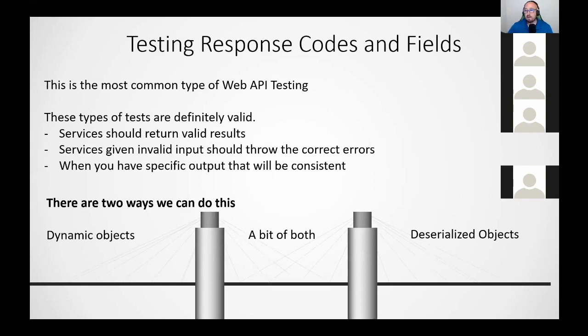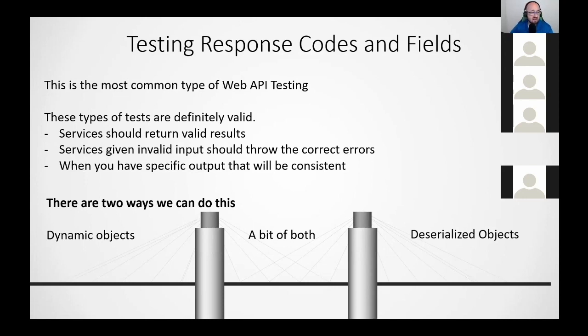Okay, so next we're going to be looking at testing specific response codes and fields, right? This is the most common type of web API testing that I've seen. If you go through and look at SOAP UI, API Fortress, etc., a lot of those are going to be things like make this request, check that it's valid, check that this is a number type, check that this has a specific output, etc. These are the kinds of things that we're doing.